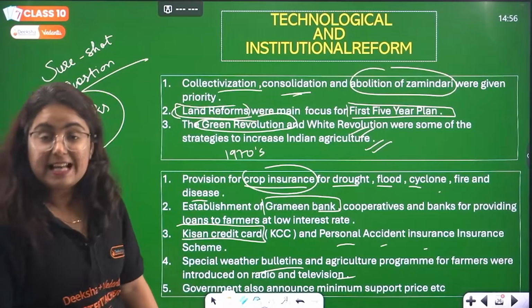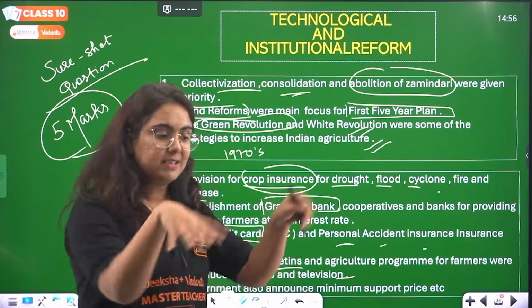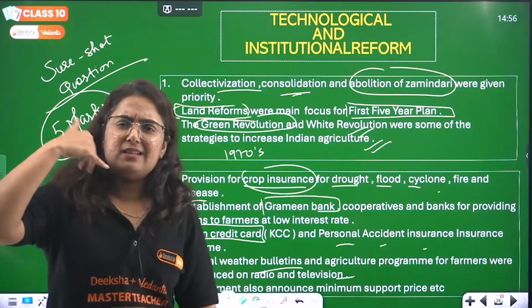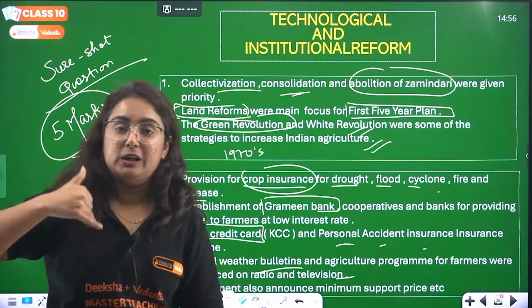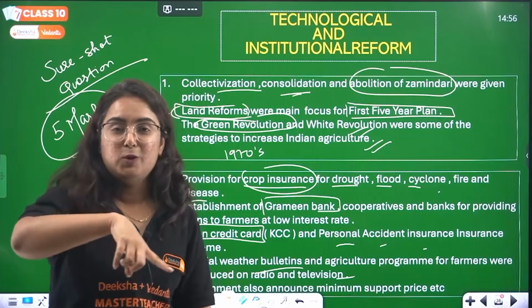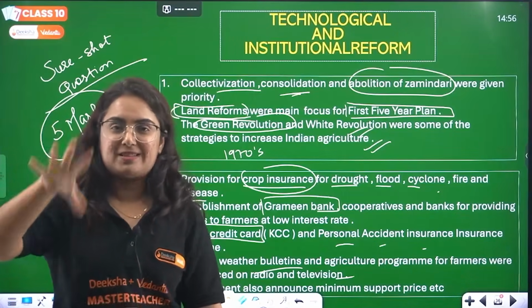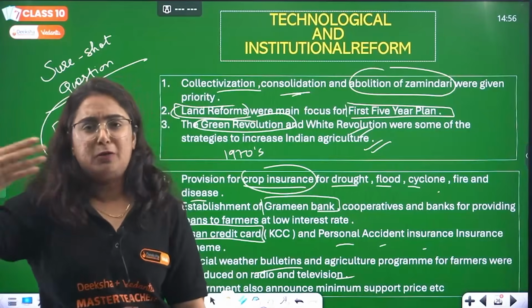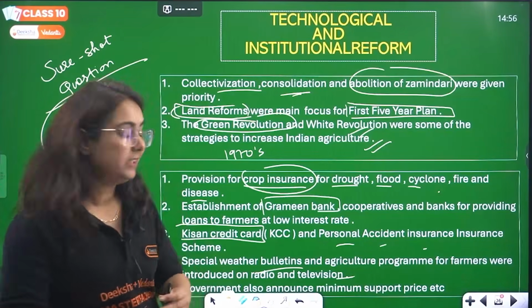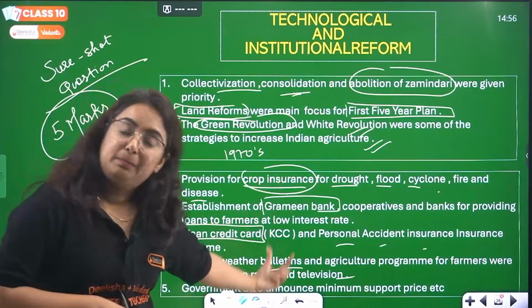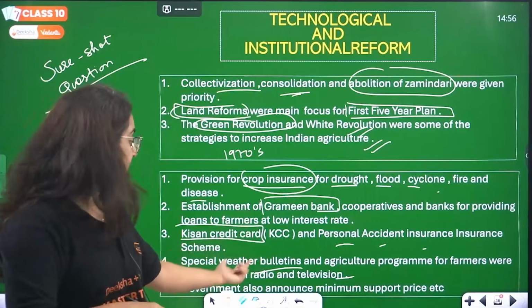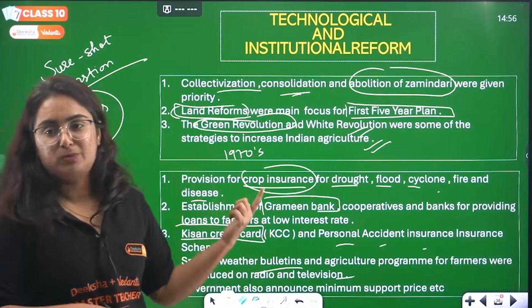You might have seen the ads running on TV where a farmer is sitting in a farm and he is getting information on the cell phone that this year you have to use this pesticide because a pest attack can be there. That's very fascinating, that farmers are being helped with weather bulletins, agriculture programs and a lot more things.